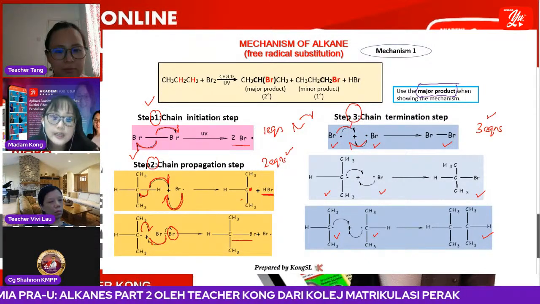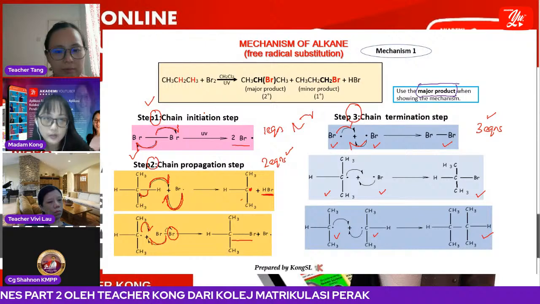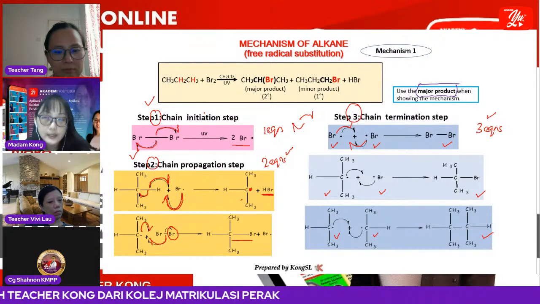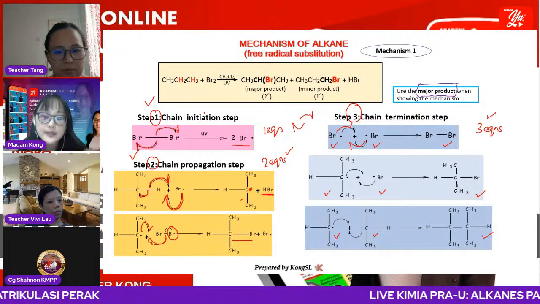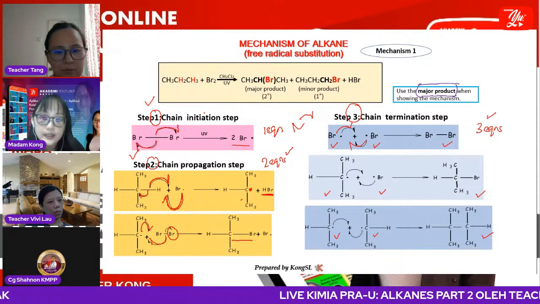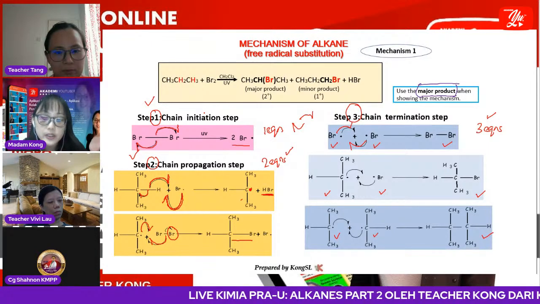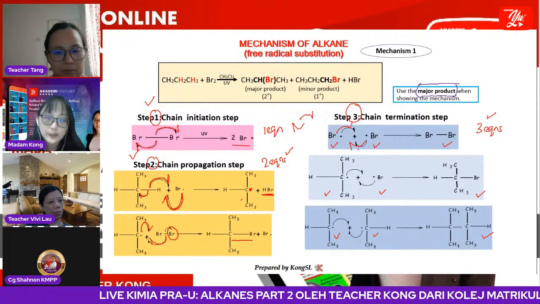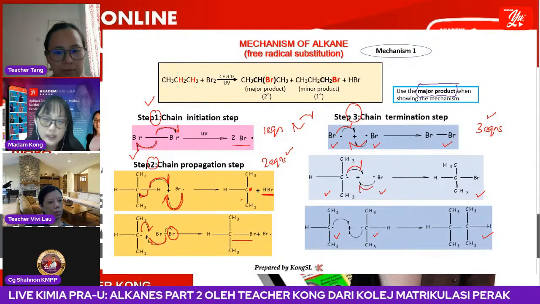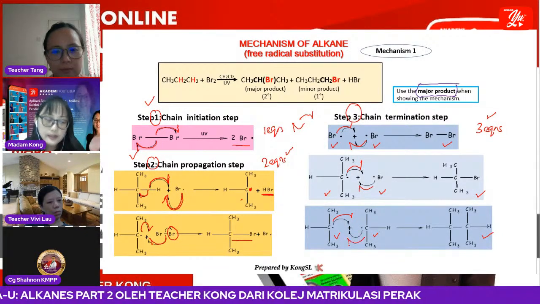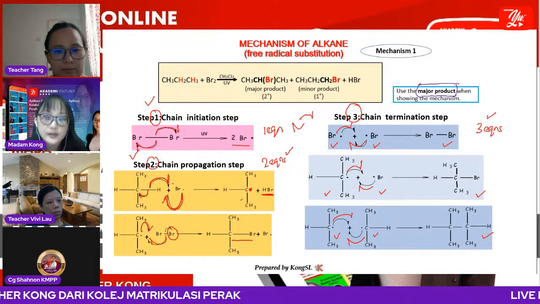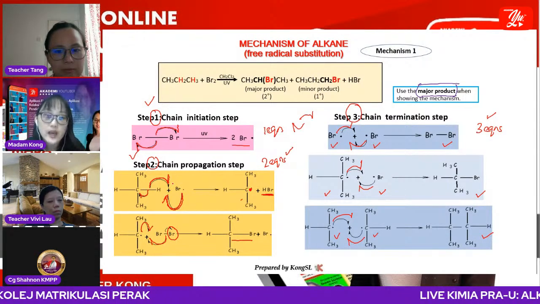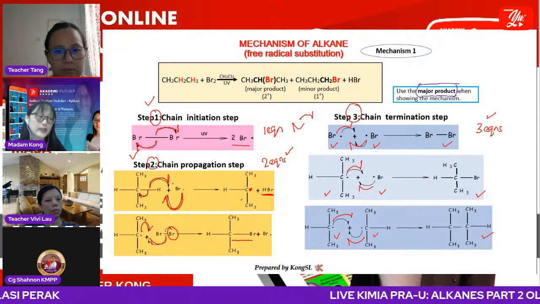Jadi kena ingat lah, step one, tunjuk kat luar. Point out, kerana ikatan dia akan putus. Step three, kerana dia bertemu untuk menghabiskan semua free radical untuk membentuk ikatan, meaning that tak ada free radical terbentuk, jadi point in. Okay, anak panah dia bertemu. But for the second step, right, bond forming and bond breaking happen. That's why there are three half arrows. I hope you all can understand.